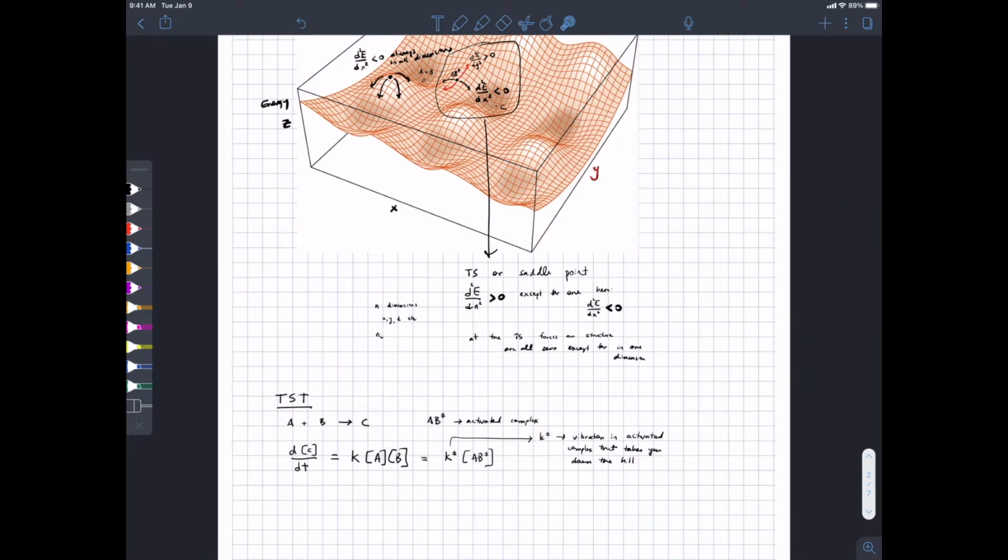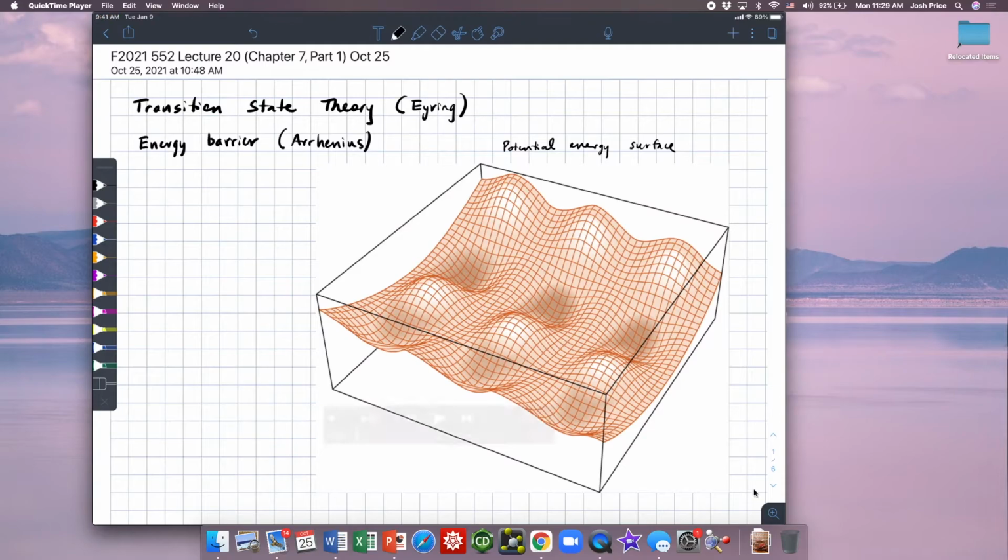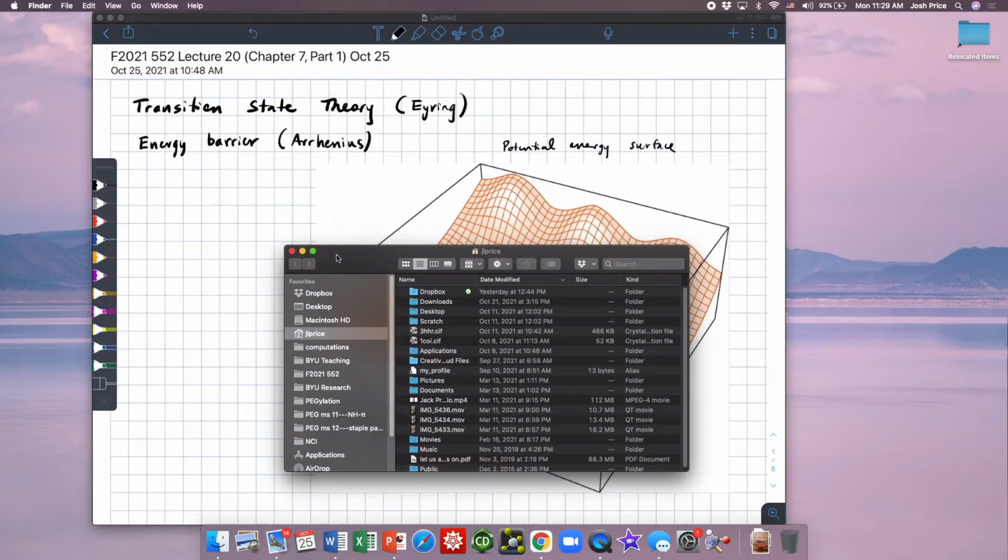It's a vibration. In this case, the pathway from A and B to C is in the X dimension. So this would be some vibration in the X direction. I didn't understand that at all the first time I taught this, and so I used Gaussian to try to help me understand this. And we're recording. So I'm going to show you a transition state I calculated for the SN1 reaction.